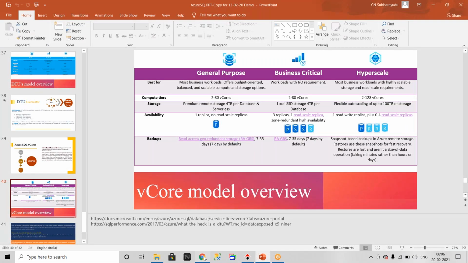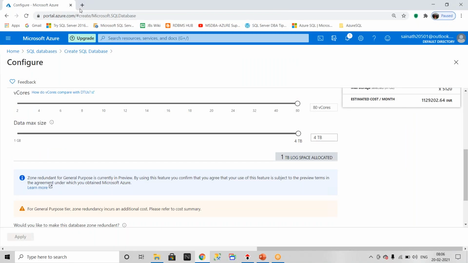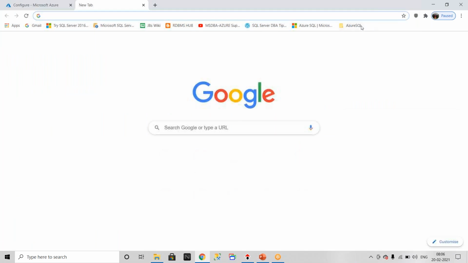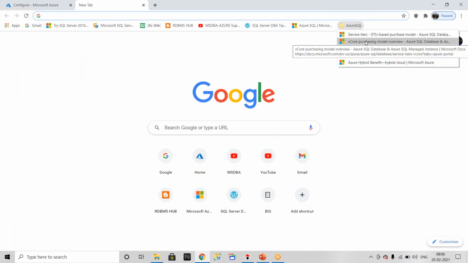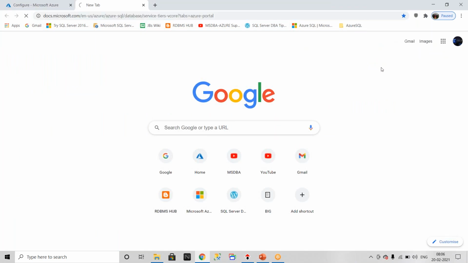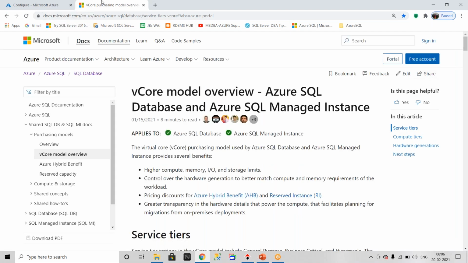Let me show you. Whatever docs I am sharing with you, just keep one folder as a bookmark and add all the URLs to that bookmark folder. If you don't know how, it's very simple, and it will help you a lot. Let me show you.